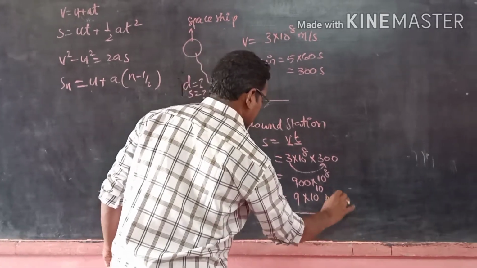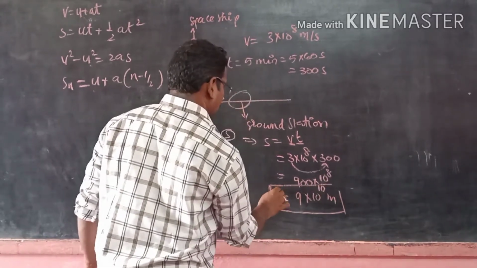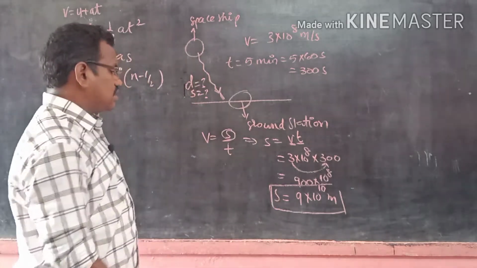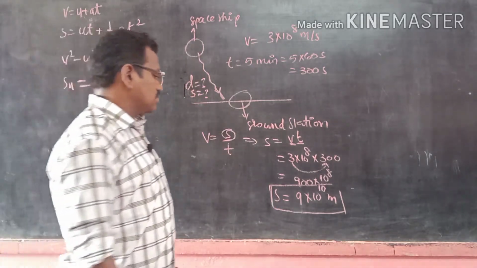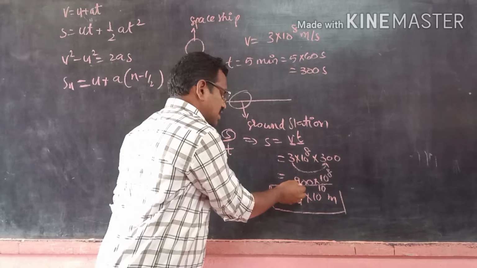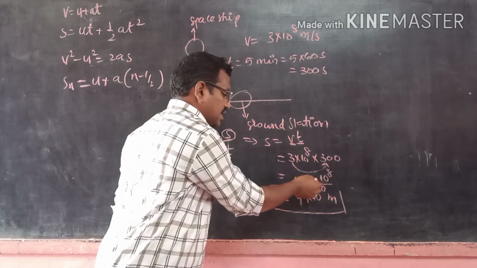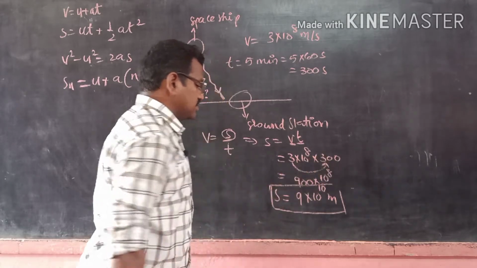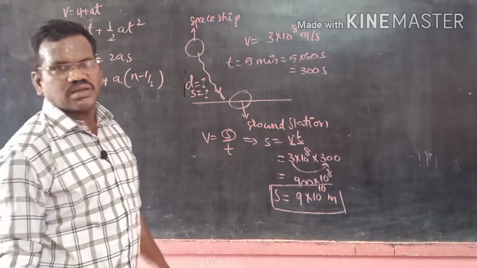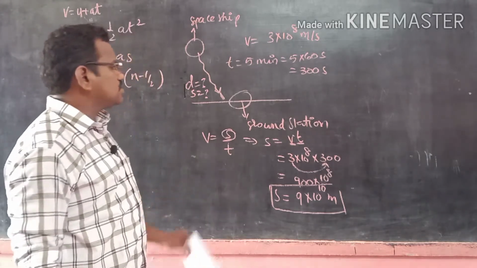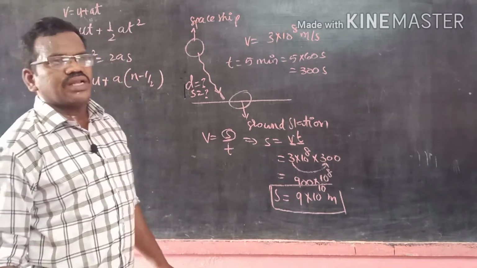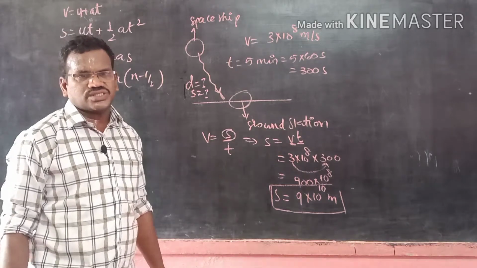Why only meters? Because what we calculated is the displacement. Now the answer becomes, this can be written as 9 into 100. So 9 into 10 square. Then it becomes 10 power 10. I already discussed in my previous videos how to solve such kinds of numerical problems in physics.